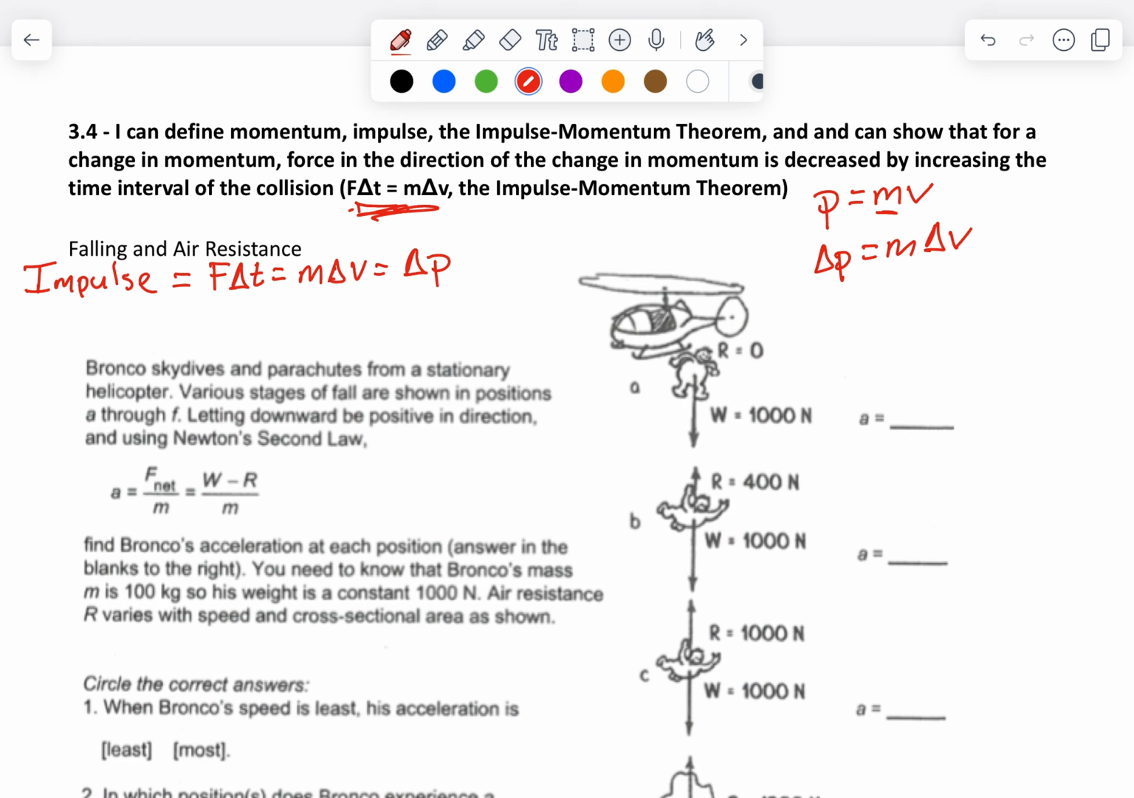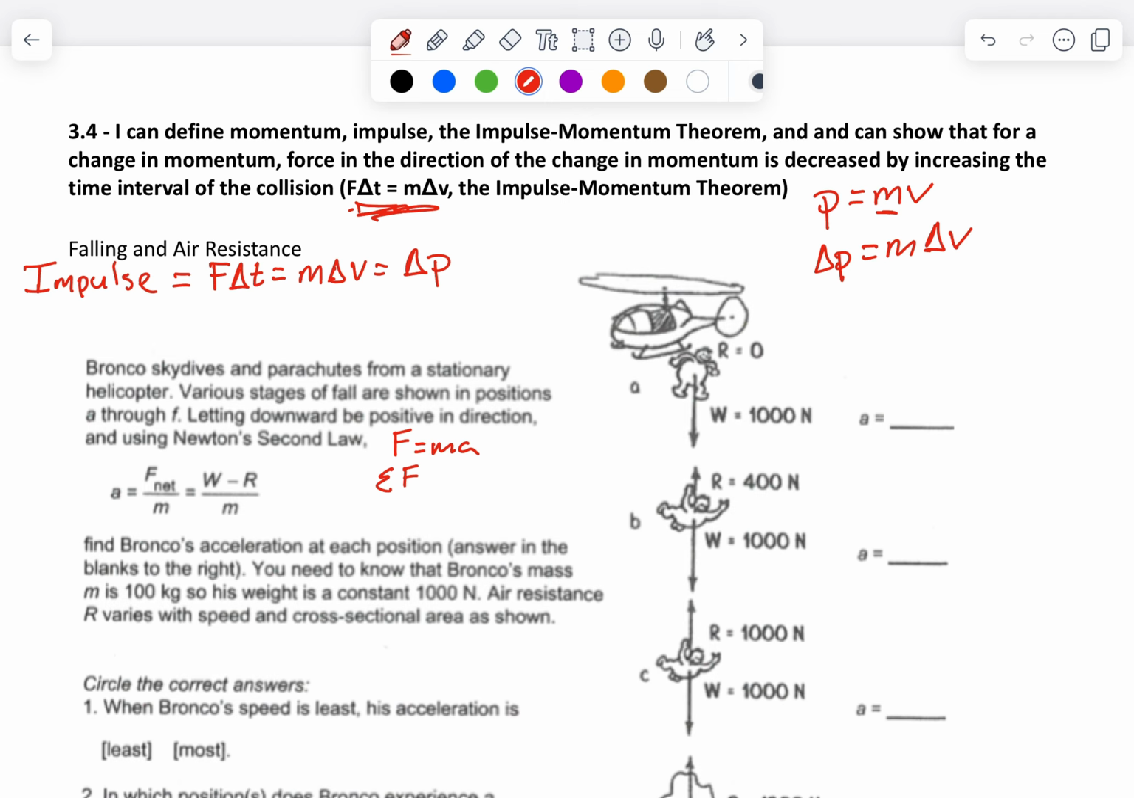And what we need to know at first is about skydiving and terminal velocity. So Bronco skydives and parachutes from a stationary helicopter. Various stages of the fall are shown in the positions A through F. Letting downward be the positive direction and using Newton's second law, we see a is equal to F over m. That's just F equals ma rewritten. And we have been writing F as the sum of all forces.